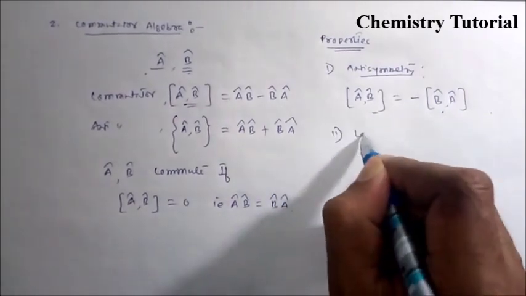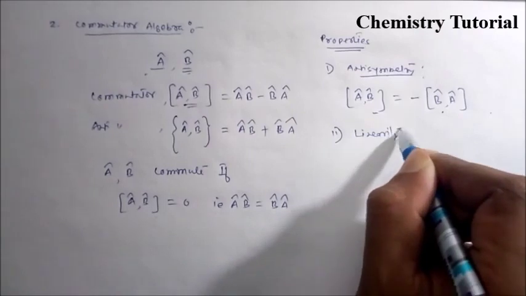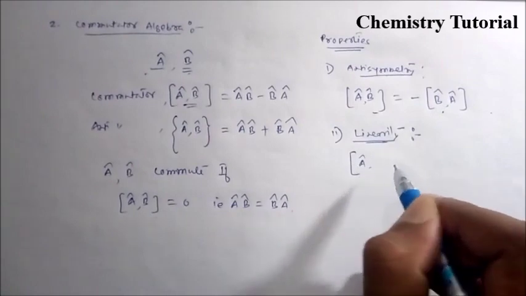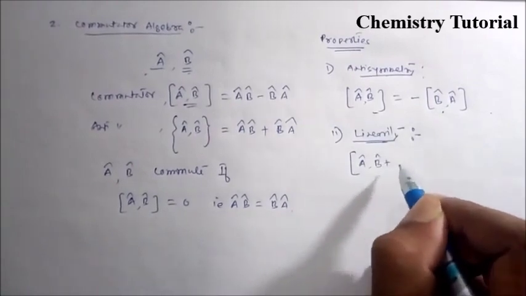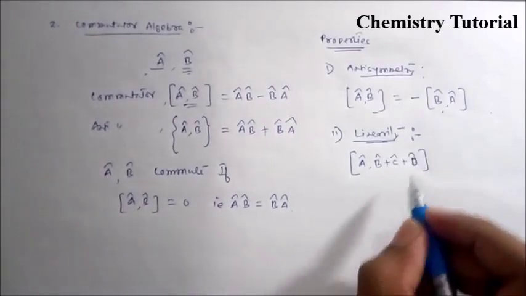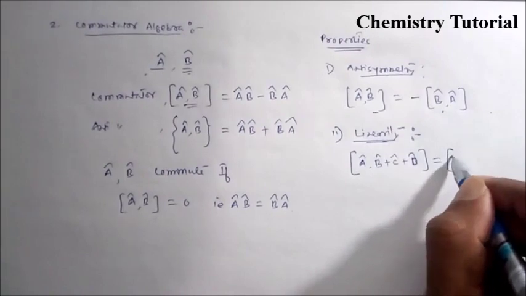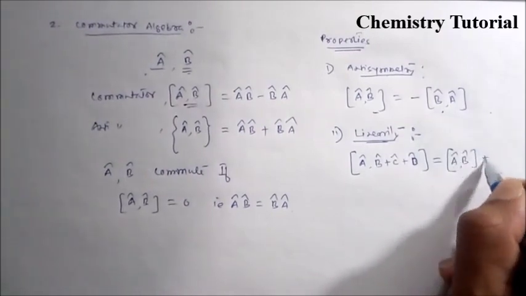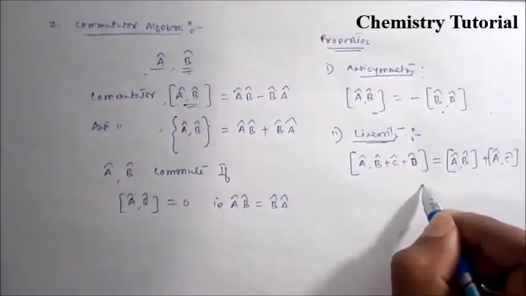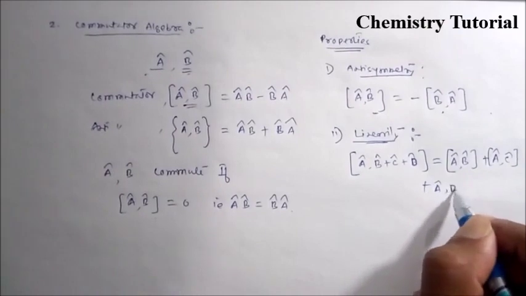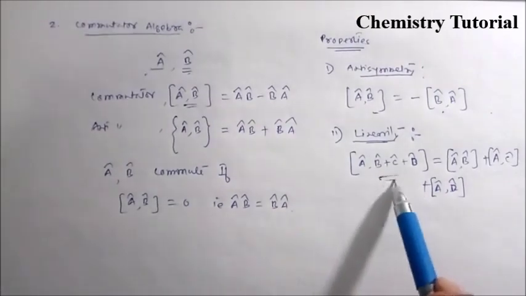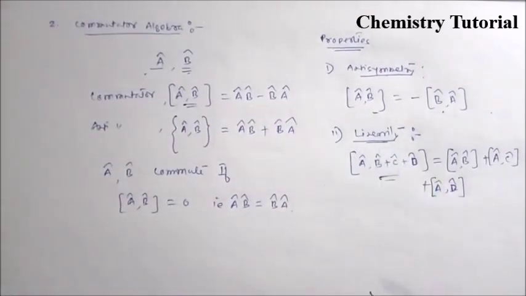Similarly, the property of linearity. The commutator of operator A and a summation of two or more operators can be written as the commutator of A and B plus the commutator of A and C plus the commutator of A and D. This property of operators is known as the linearity property.